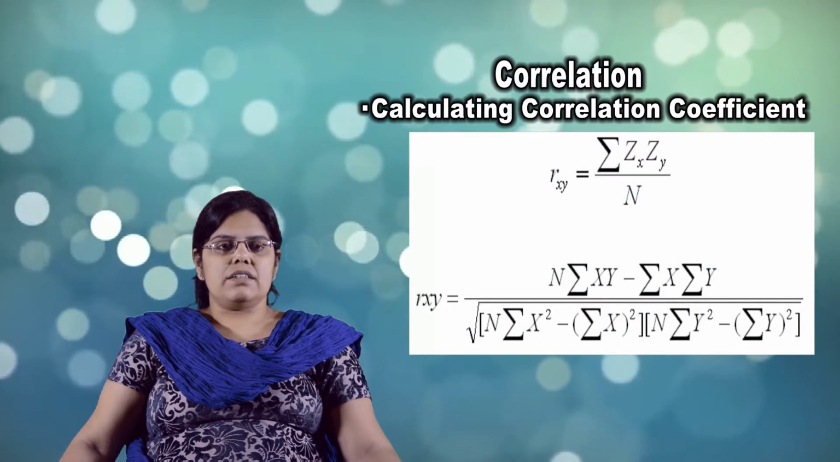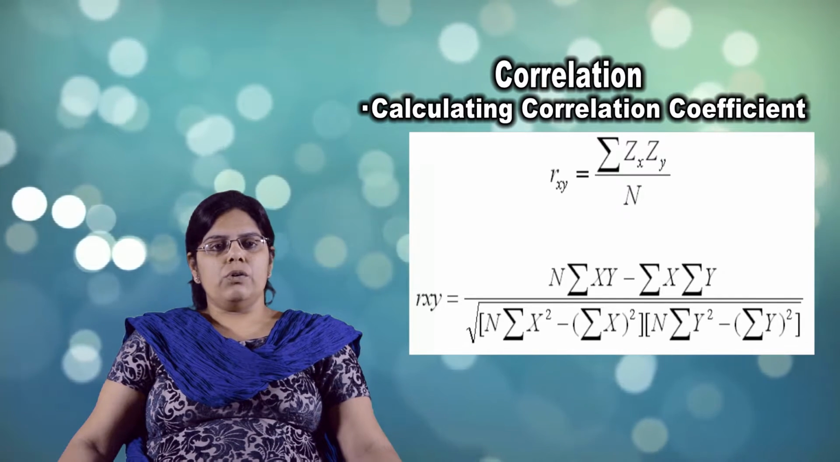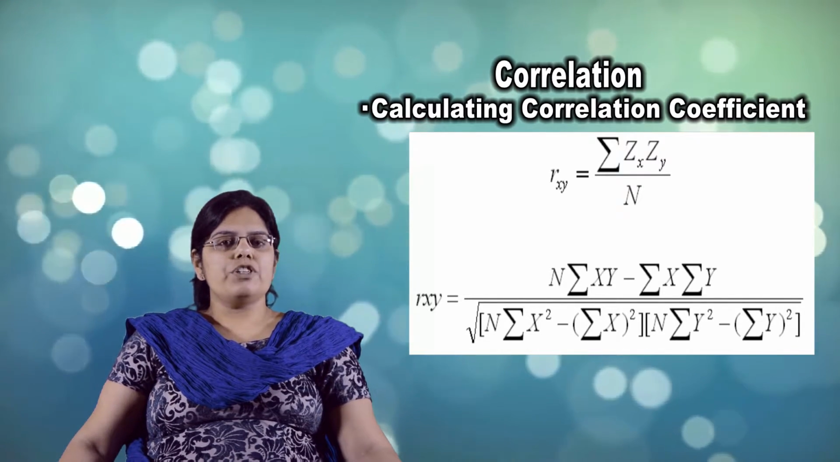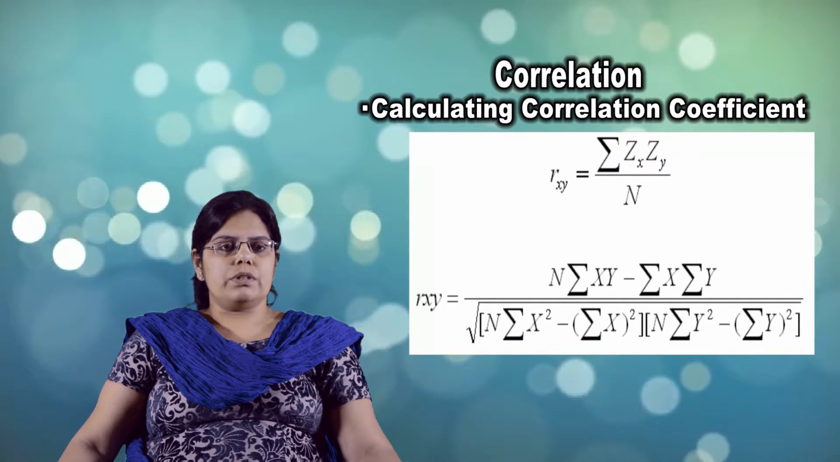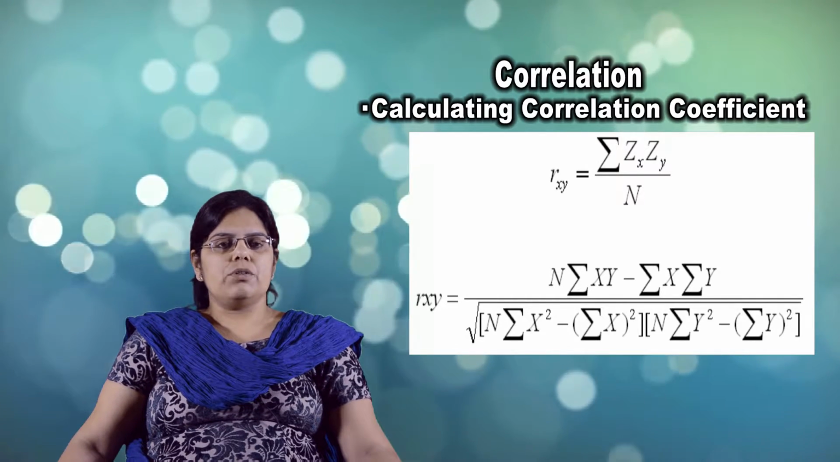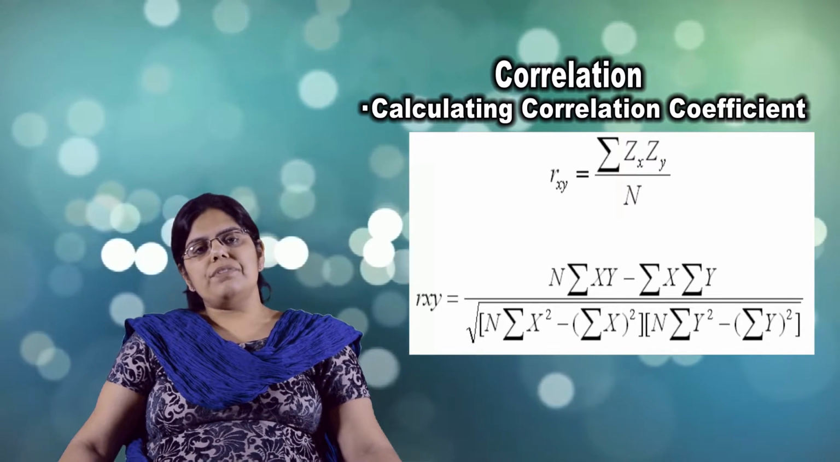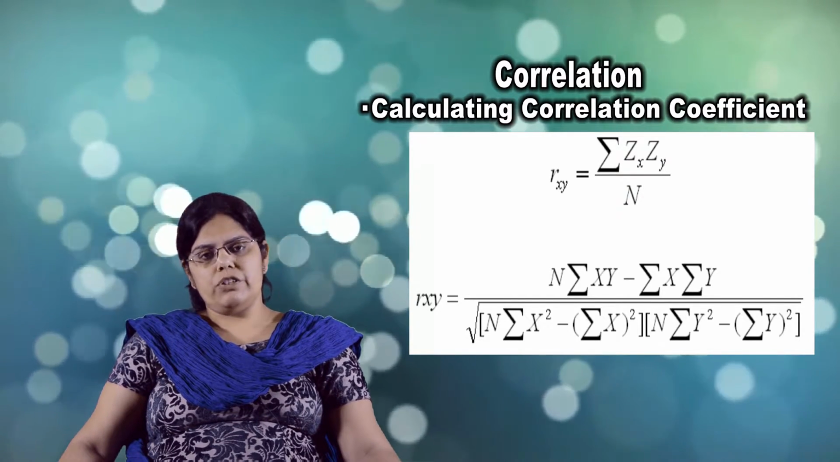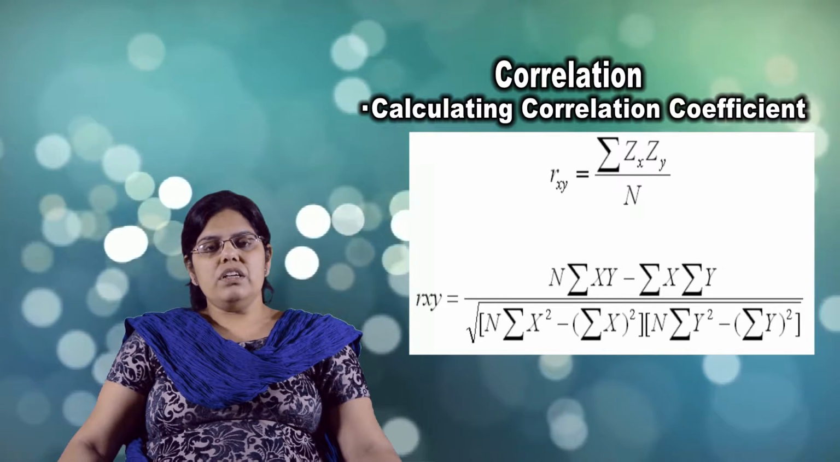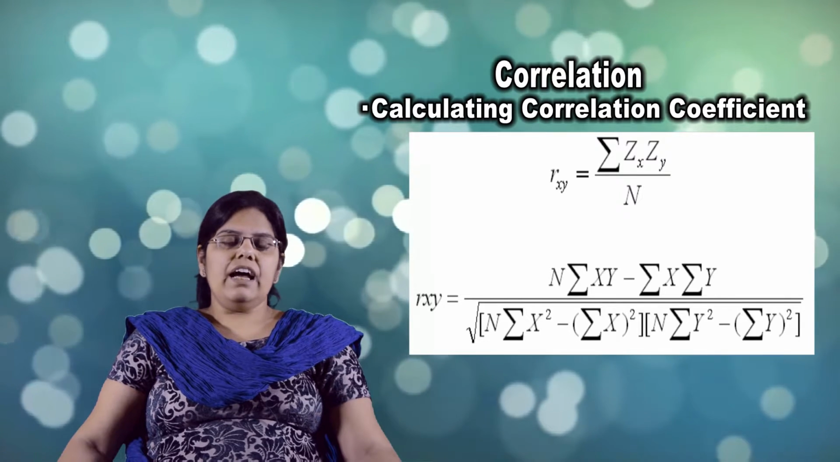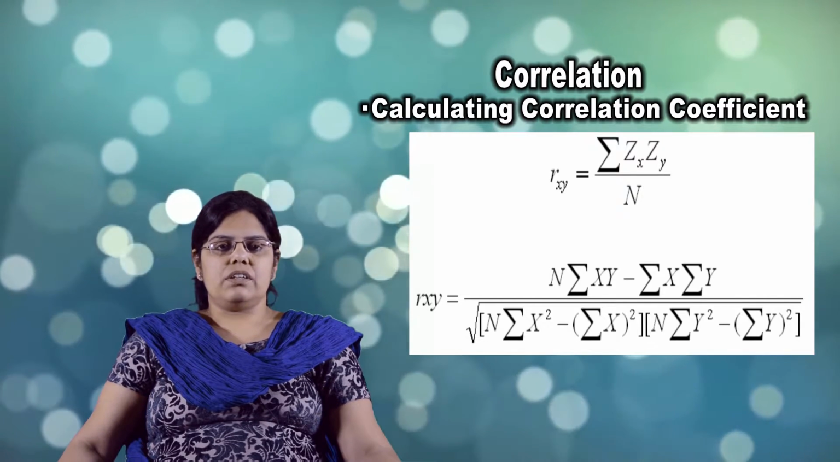Students, let's understand how to calculate the correlation coefficient. Karl Pearson coefficient of correlation, also known as Pearson product moment correlation, small r, is the most widely used of several alternate measures of correlation. It is generally used when the relationship between the variables is linear and continuous in nature.